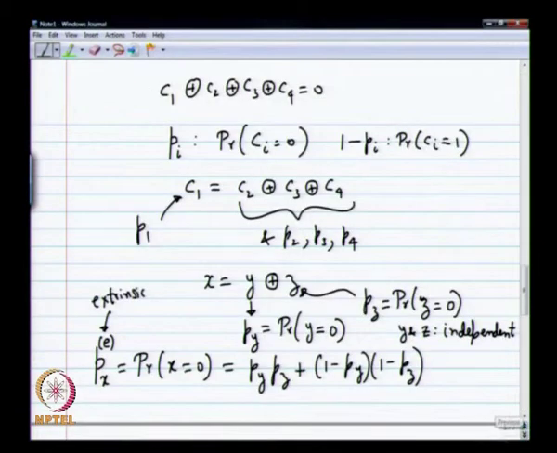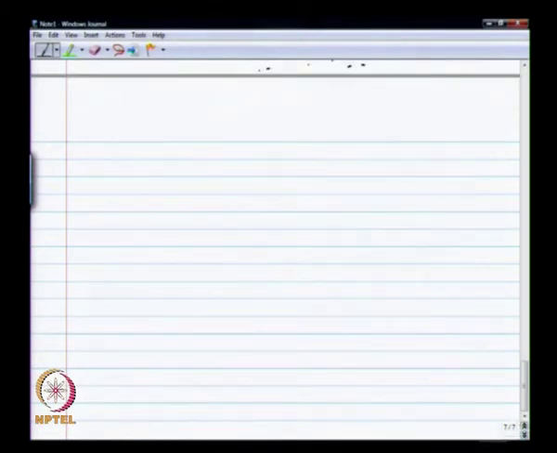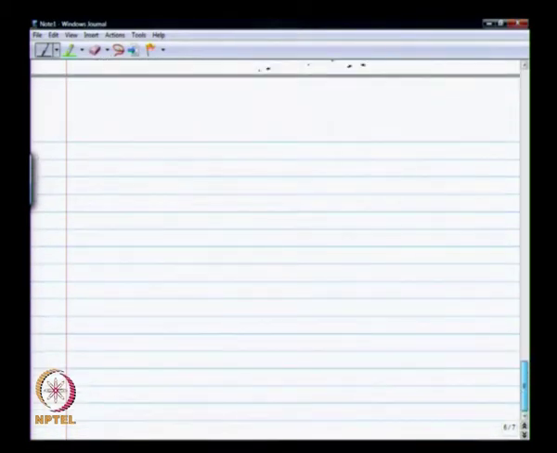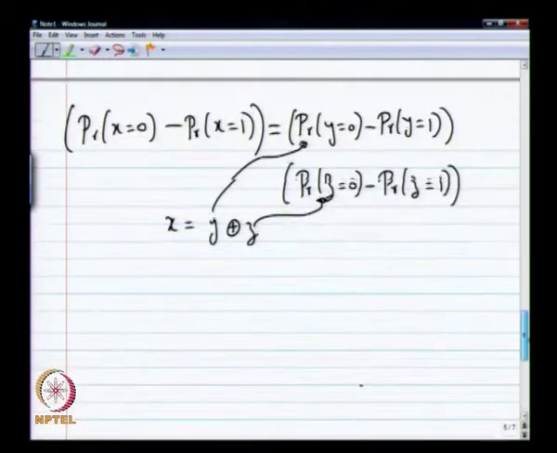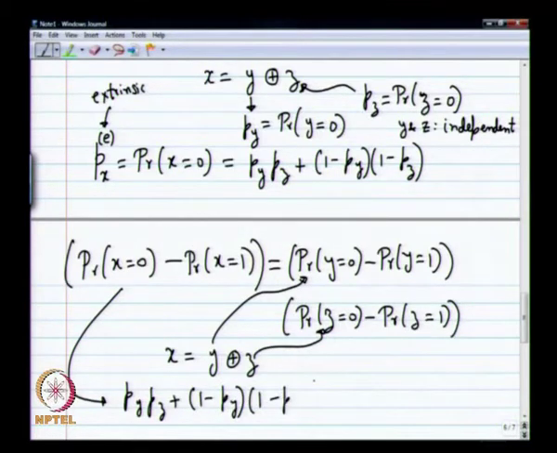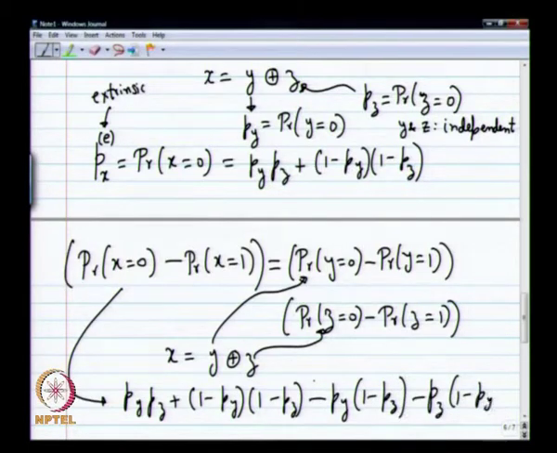Okay, let me quickly show you how that works out. For some reason I am not able to go there. So if you look at this expression, we try and evaluate it, it is going to be py pz plus (1 minus py)(1 minus pz) minus py into (1 minus pz) minus pz into (1 minus py). If you simplify this, you will get this difference.